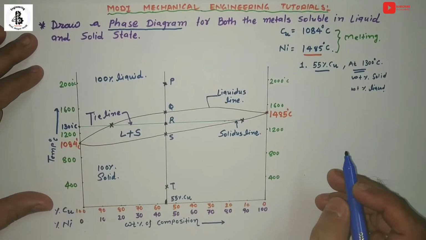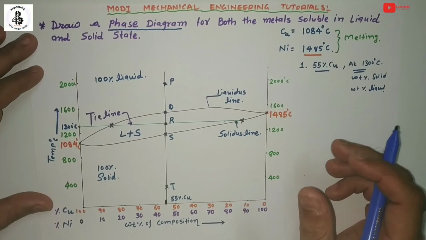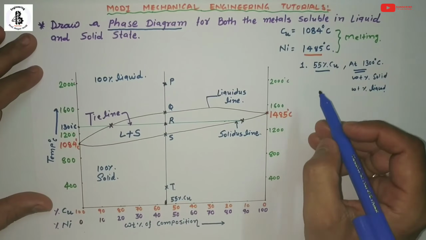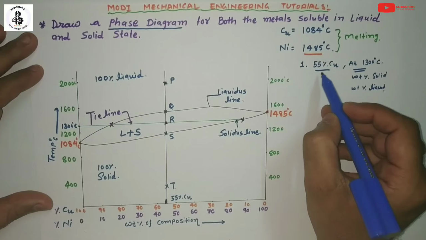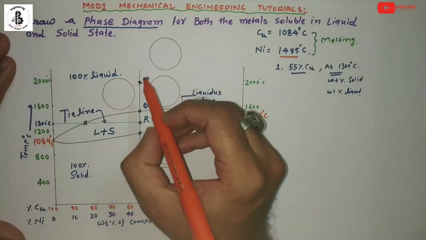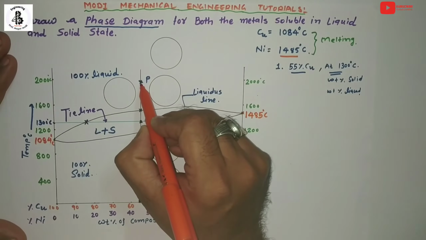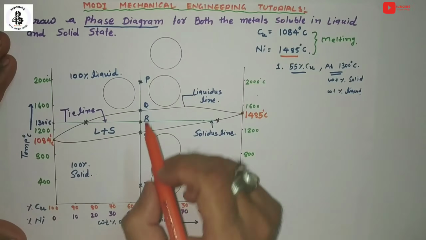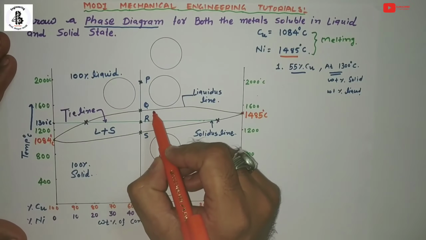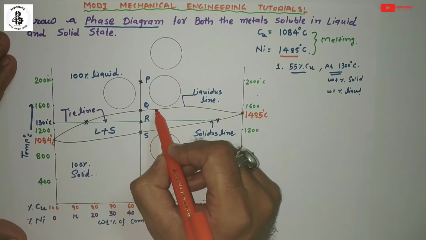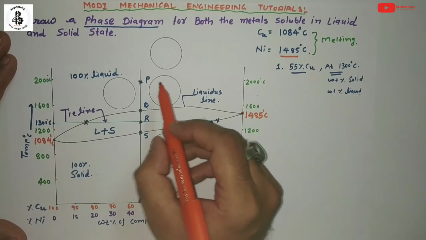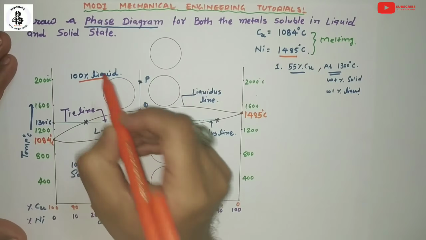So let us see which kind of microstructure of copper and nickel forms for 55% copper, starting with point P. I already explained that all the portion above the liquidus line will be 100% liquid.